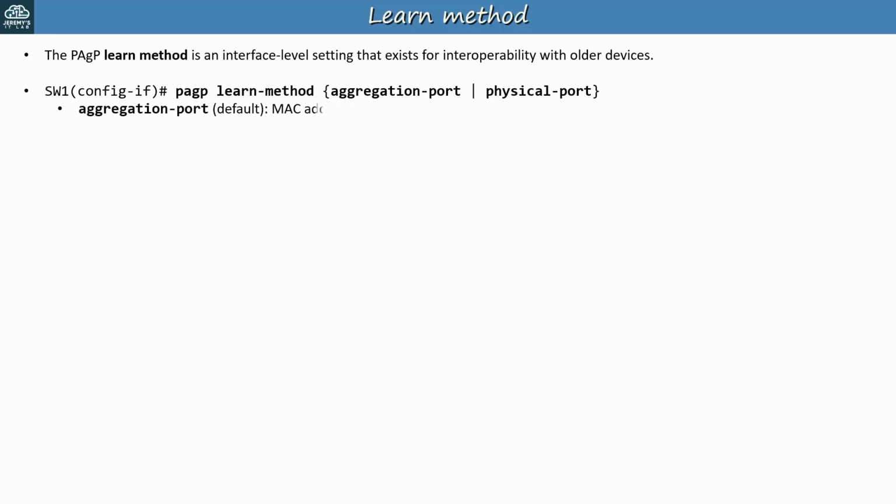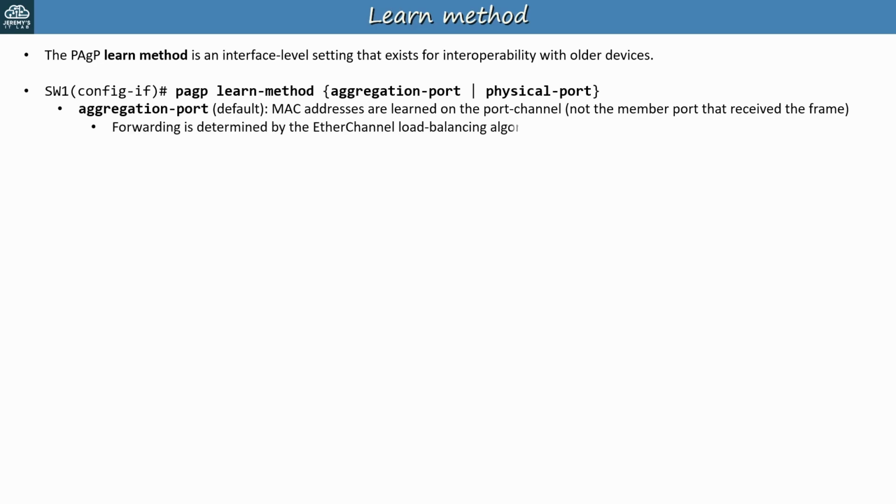Aggregation port, which is the default setting, means that MAC addresses are learned on the port channel interface, not the member port that received the frame. Forwarding is then handled by the EtherChannel's load balancing algorithm, which chooses a physical port to send each frame.